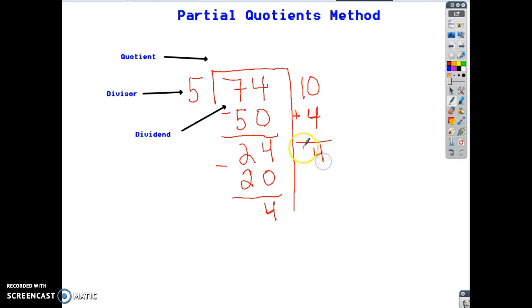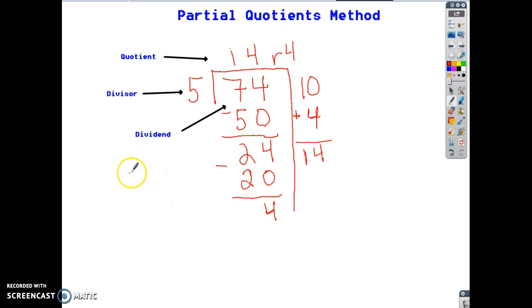So 10 plus 4 is 14. So our answer, our quotient, is 14 remainder 4. So 14 5s fit into 74, and then there's 4 remaining.